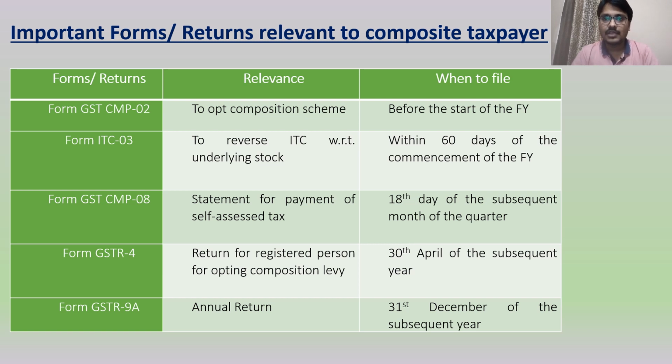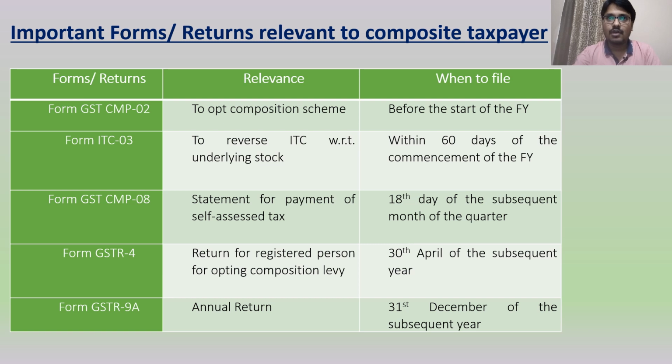First is Form GST CMP 02. If you are a normal taxpayer registered under regular scheme of GST and now you want to opt for composition scheme, then you will have to file this form GST CMP 02 before the beginning of the financial year. If one is registering for the first time and wants to obtain the registration as a composition taxable person, then he can obtain such registration by filing form GST REG 01 only.